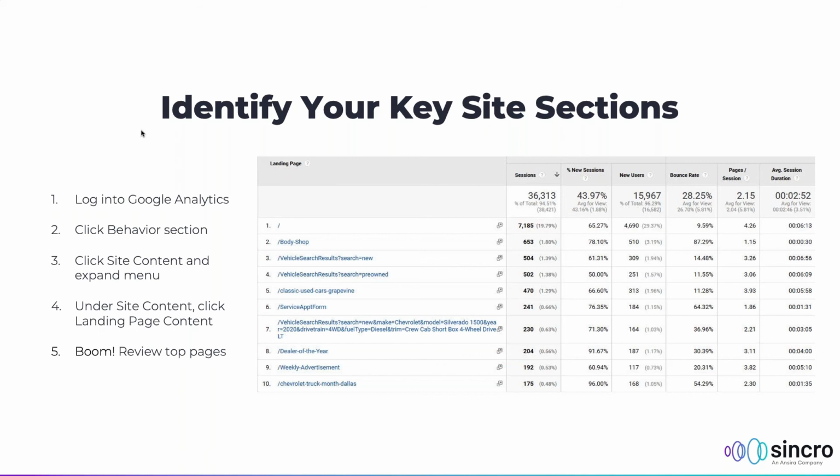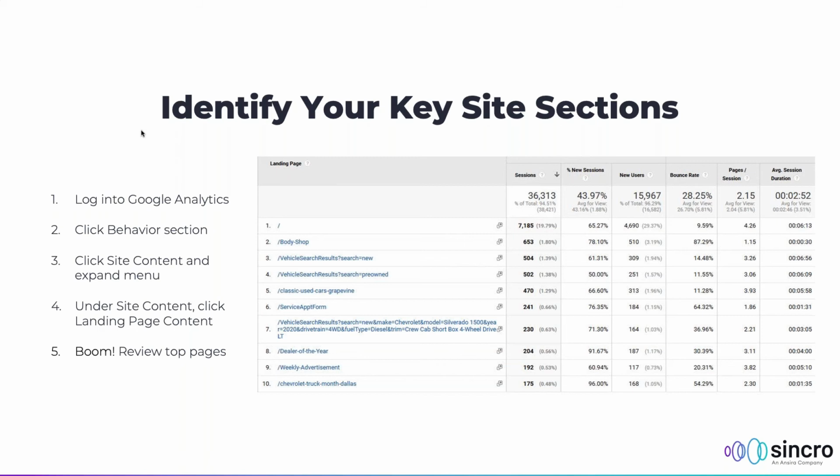Yeah, so I would start by logging into Google Analytics, as I said. And we want to click on the behavior section. Once you're in Google Analytics, there is one that says behavior. It's on the left-hand side of the screen if you're looking at your Google Analytics in a desktop browser. Then once you're in the behavior section, there is a section called site content. And then when you click on that, it's going to expand a menu. In that menu, you want to click landing page content.